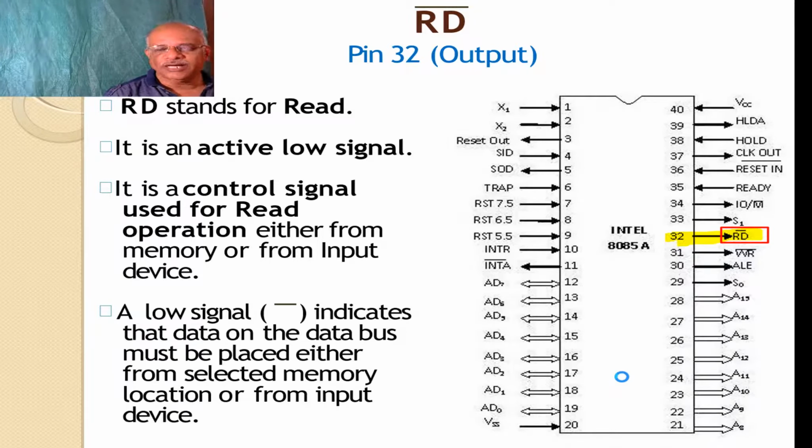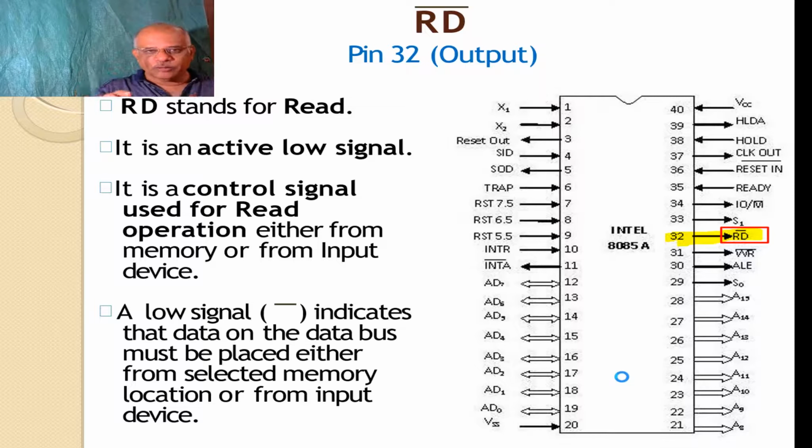I have told you that whenever a bar is present in the name of any pin, it means that particular pin is active low. Active low means whenever the potential at that point goes to zero value, then it comes into active region. So I will first read out the necessary things about this RD bar pin. RD stands for read.